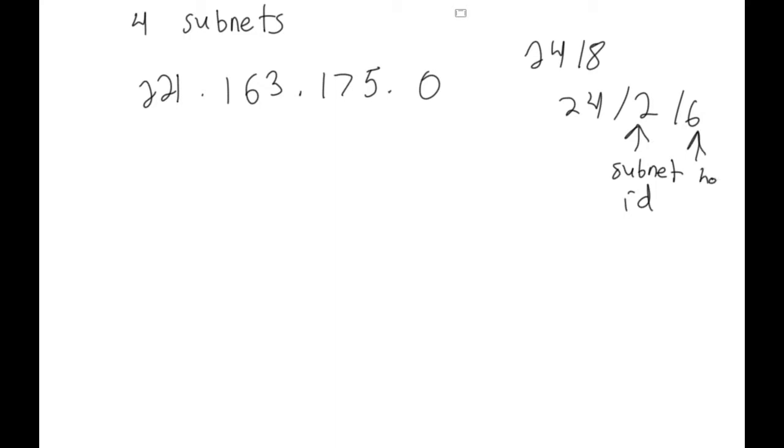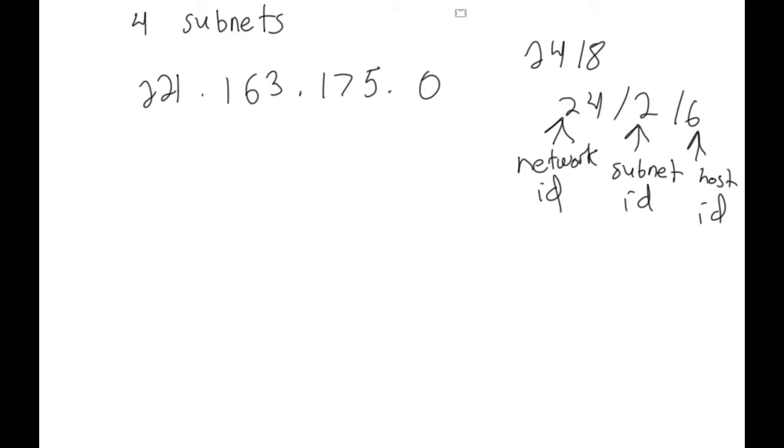221.163.175.0. Remember that this is 24/8, which means 24 network bits and 8 host bits. But we subnetted this, so we know that this is actually more like 24/2/6. No one actually writes it like this, but this is just something that's helpful for me to visualize it. 2 being the subnet ID, and then 6 being your host ID. And then 24 being your network ID. So hopefully that shows you the level of organization that you need.